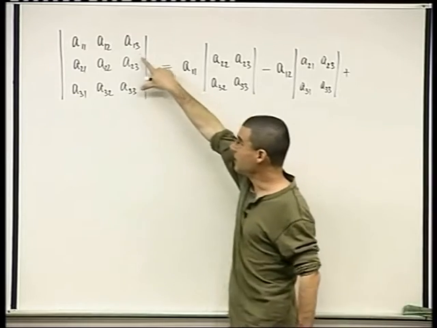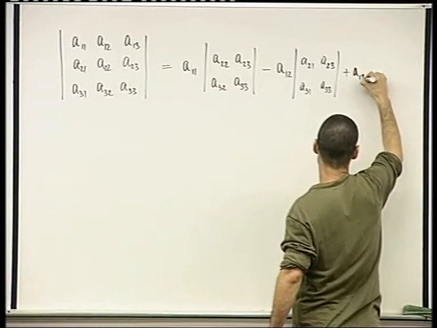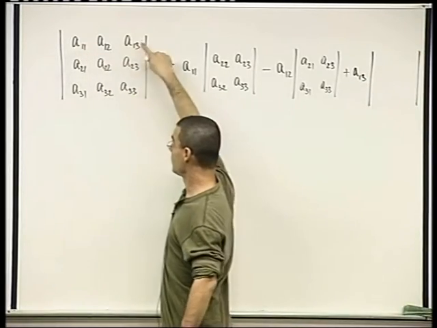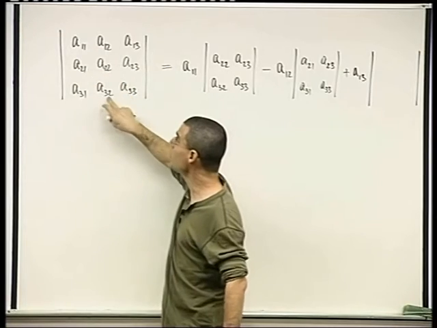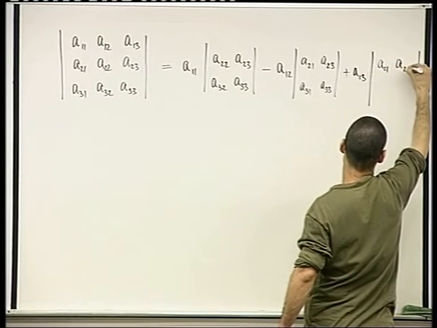Plus, I take the last entry in the first row, namely A13, cross out its row and column. I'm left again with a 2 by 2 matrix, take its determinant, which was defined earlier.